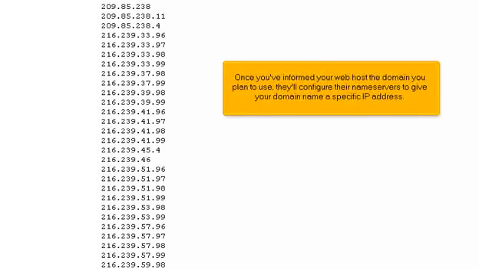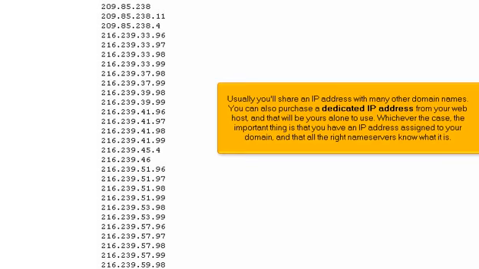Once you've informed your web host the domain you plan to use, they'll configure their name servers to give your domain name a specific IP address. Usually, you'll share an IP address with many other domain names. You can also purchase a dedicated IP address from your web host, and that will be yours alone to use. Whichever the case, the important thing is that you have an IP address assigned to your domain, and that all the right name servers know what it is.